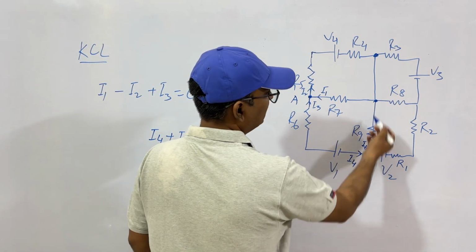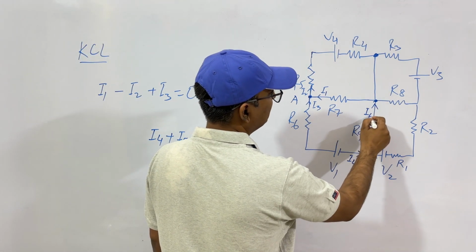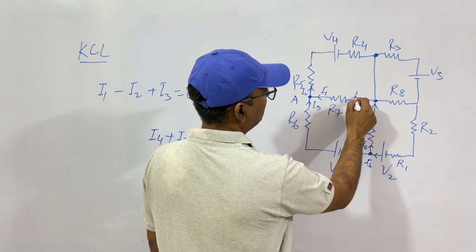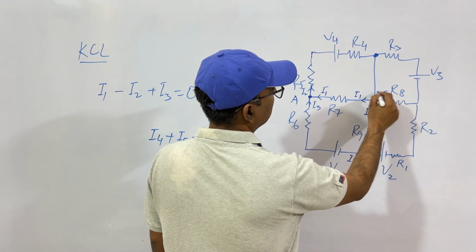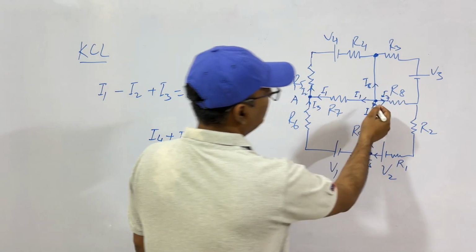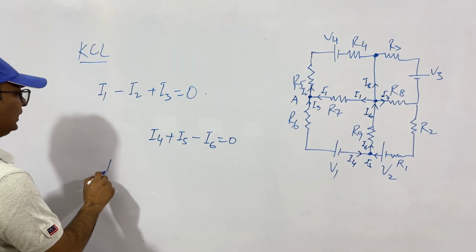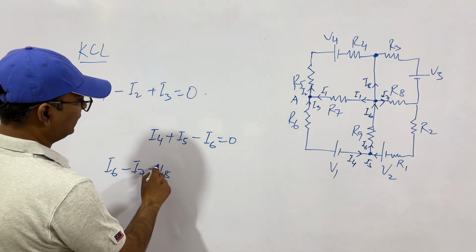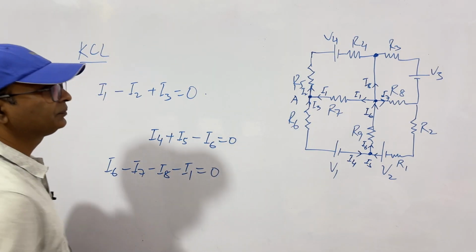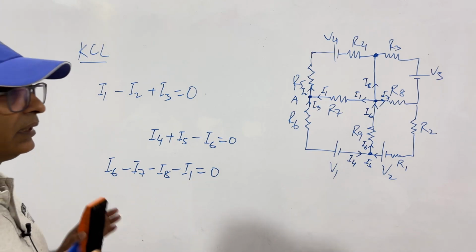Similarly, if this is I6 and this is I1, let's say this is I7 and this is I8. Only I6 is incoming. So I6 is positive, and I7, I8 and I1 all are negative. So this sum is 0. This is Kirchhoff's current law.